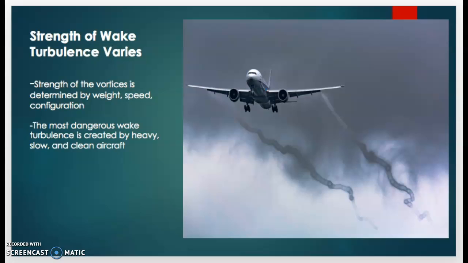Now we'll talk about the strength of wake turbulence and how it varies. So the strength of the vortices is determined by the weight, speed, and configuration of an aircraft. So the most dangerous wake turbulence is created by heavy, slow, and clean aircraft.